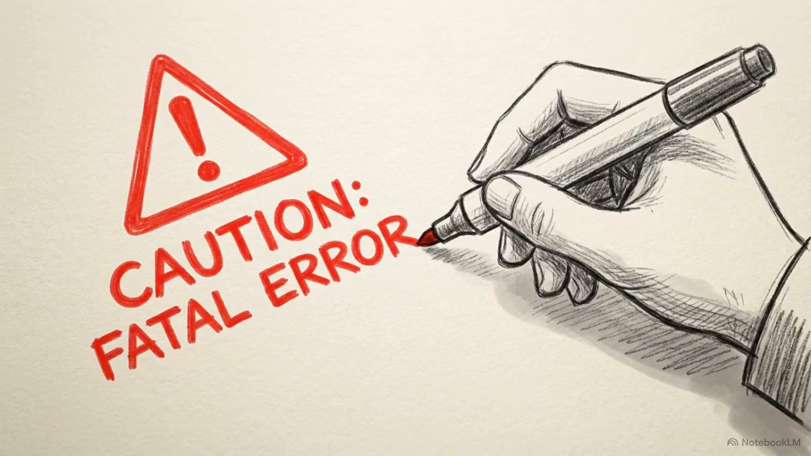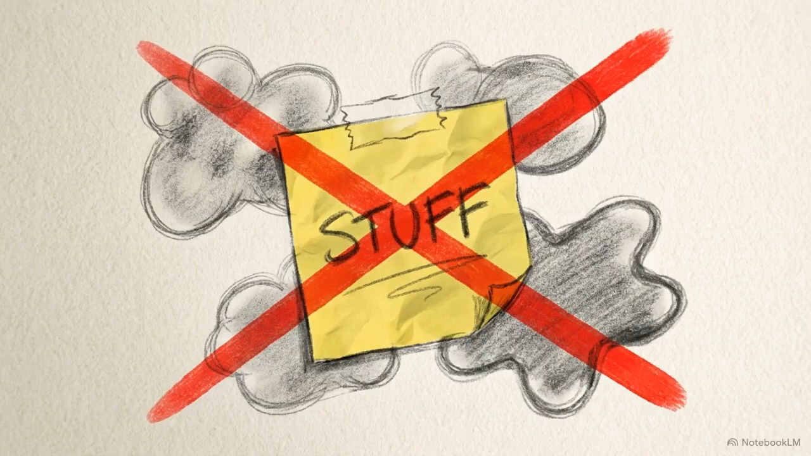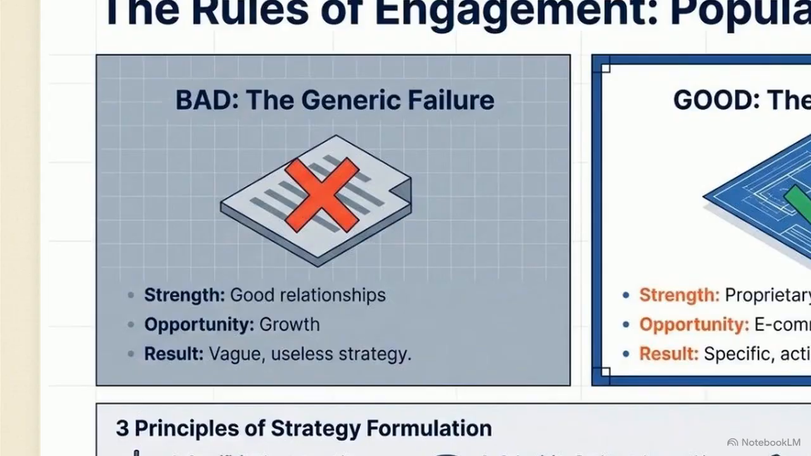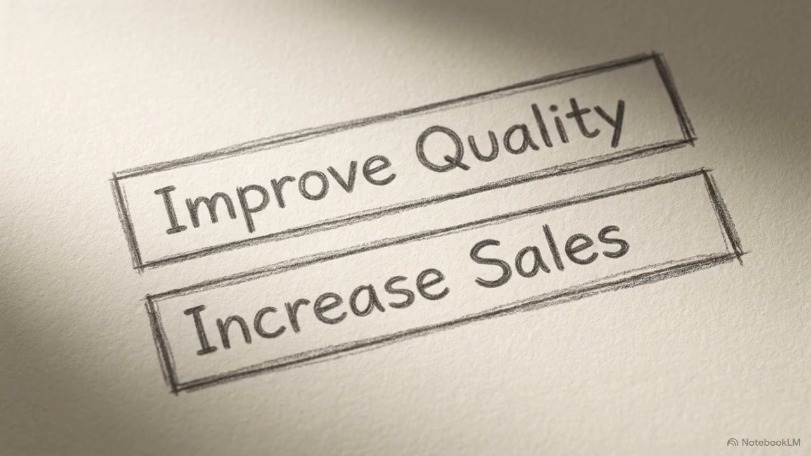Before you populate your own matrix, you need to avoid the most common failure point in strategy formulation: feeding the grid with generic, unquantified inputs. This graphic demonstrates the problem. If you list vague terms like good relationships and pair them with growth, the resulting strategy could apply to any competitor in your industry. It's useless.